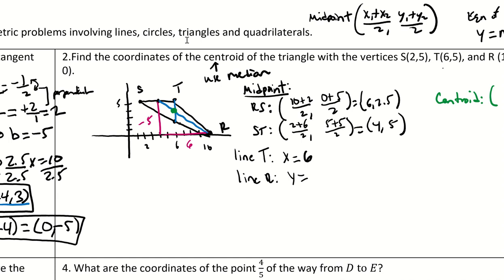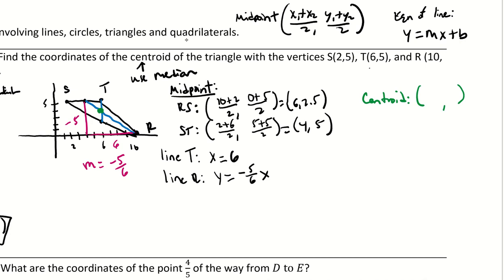Okay, so let's write that here. The slope is -5 over 6. Okay, so for that red line, for line R, we got y equals -5 over 6 x, right? M is -5 over 6. So mx plus b. Now we don't know what b is, so we're going to need to find it. We're going to do that now.